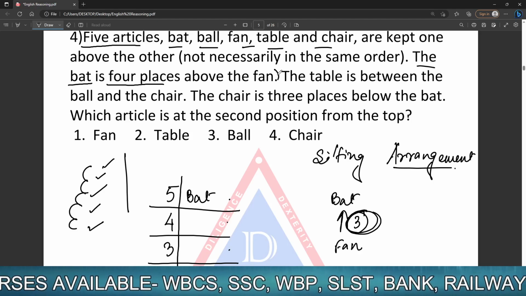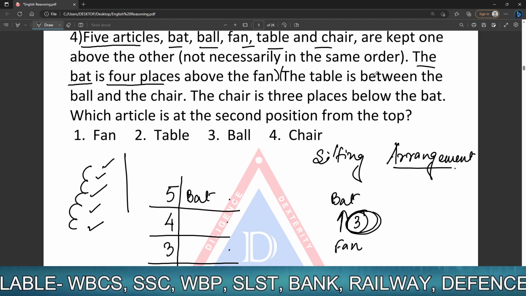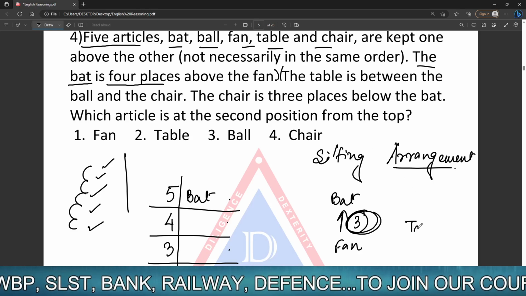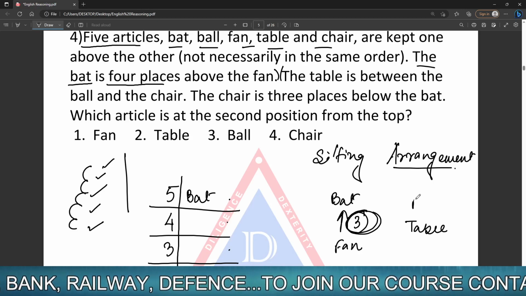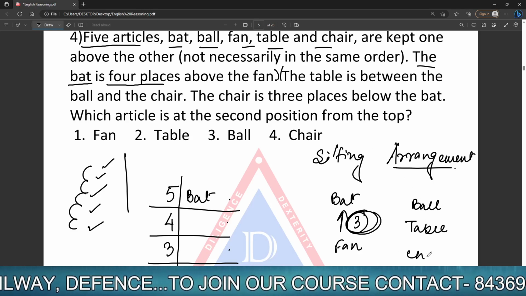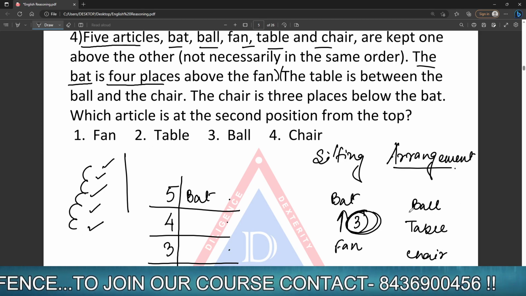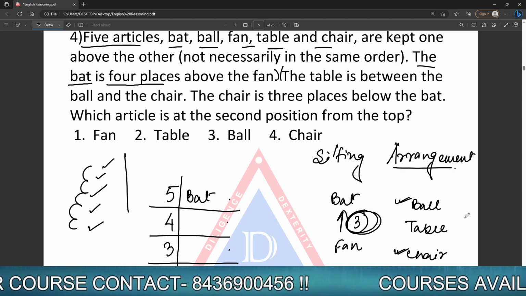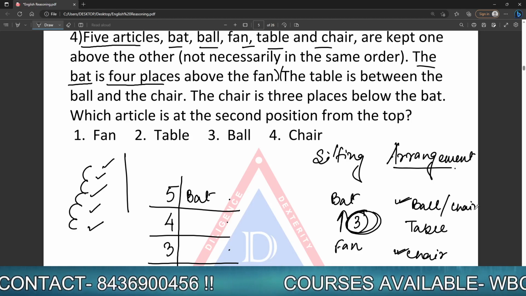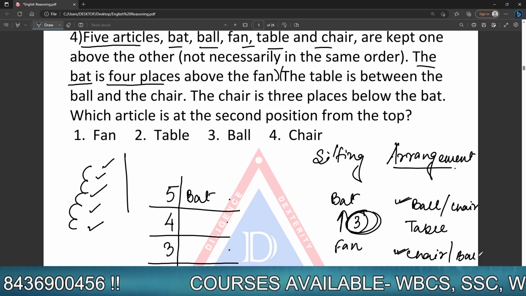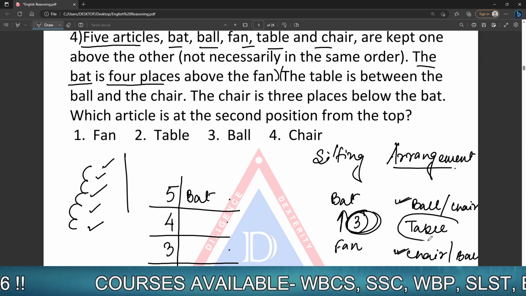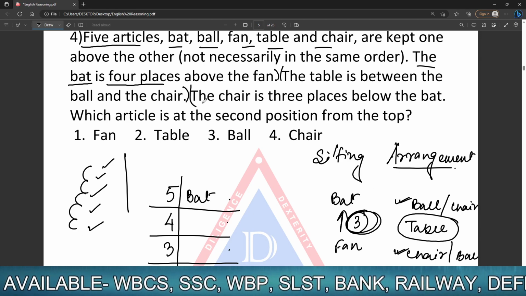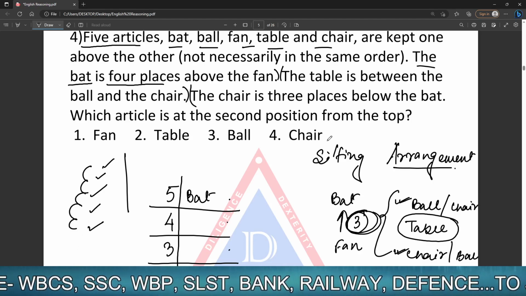Okay. Next, the table is between the ball and the chair. We don't know whether the ball is above the table or the chair is below the table. The chair can be here or the ball can be here, but the table is between them. So we just write it on the side.